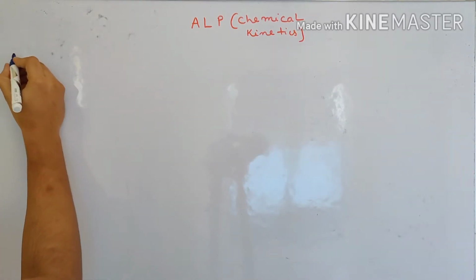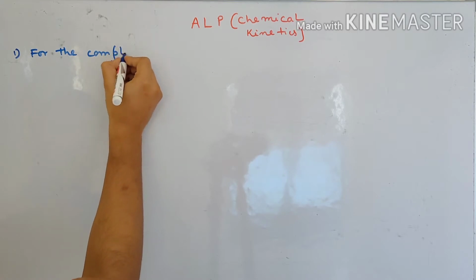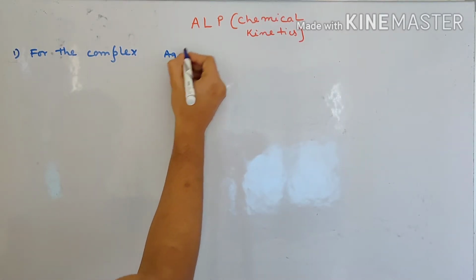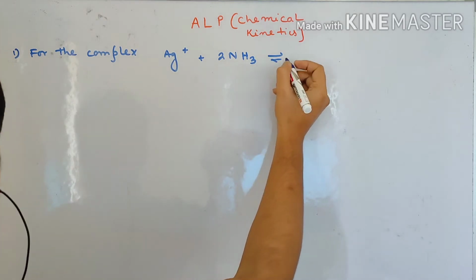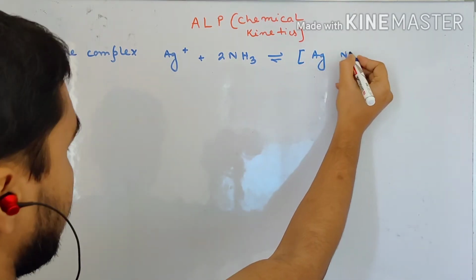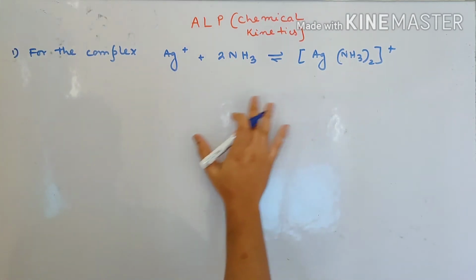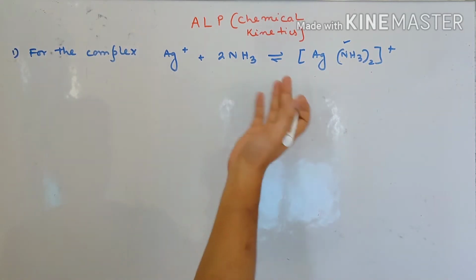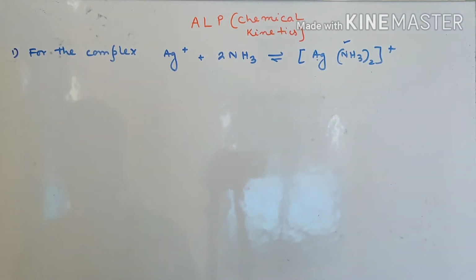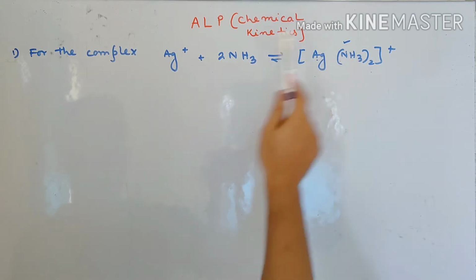First problem straight away looks like this. For the complex Ag plus 2NH3 in equilibrium with the product, that is Ag NH3 whole 2 plus, this will be formed. Now this is called a complex. It's a coordination compound having a coordination bond between the silver and the ammonia. We are going to discuss it in the coordination chapter in class 12 itself. But as of now, just remember that it is a coordination complex. The coordinate bonds are there.